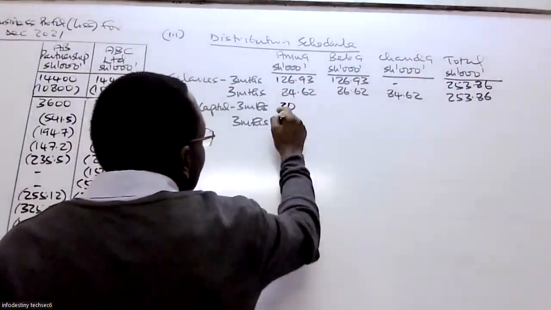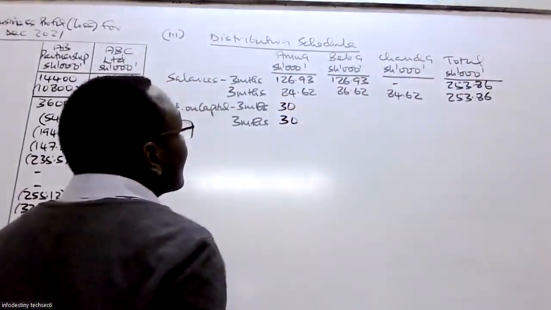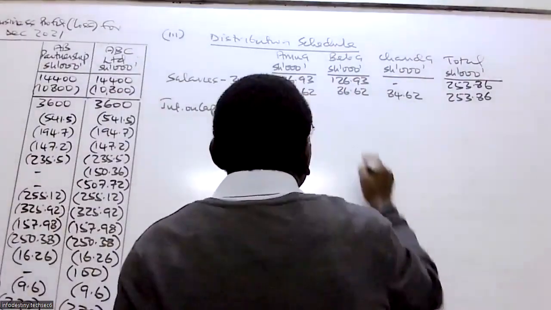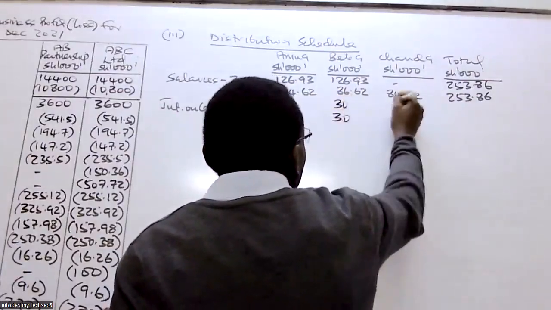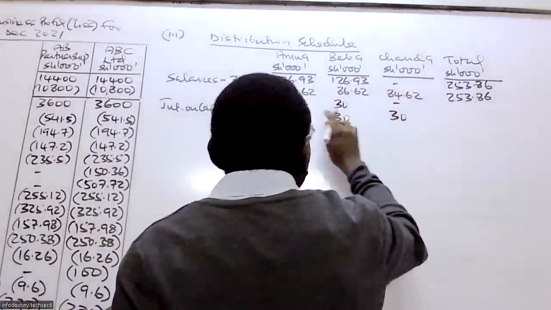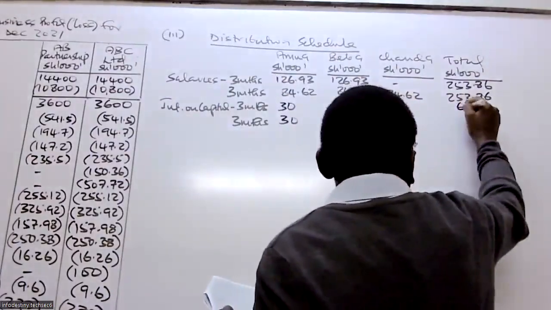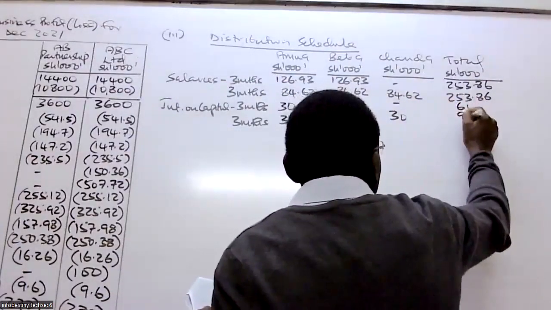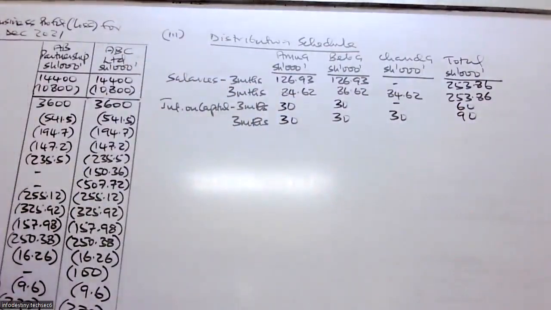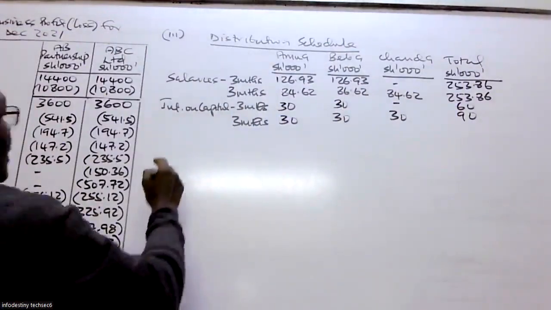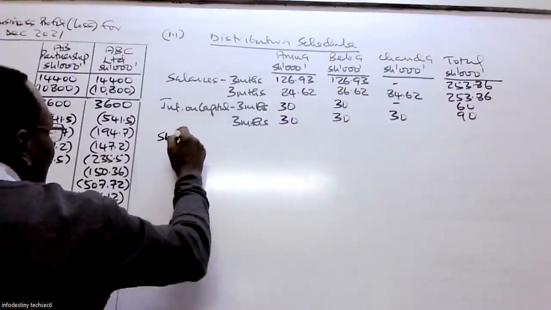The other 3 months is still 30. This one is also 30 and 30. This one is just 30. 30 and 30 is 60. This one is 90. So the difference would be share of profit. Drawings.